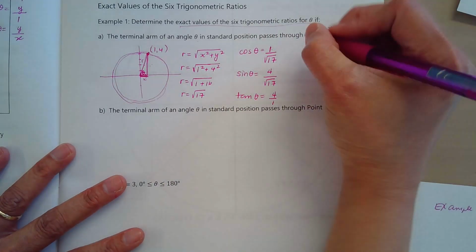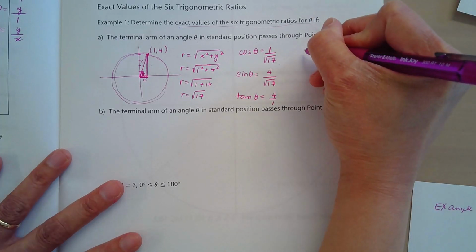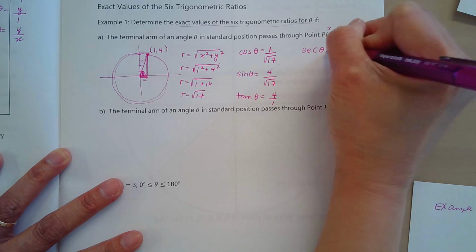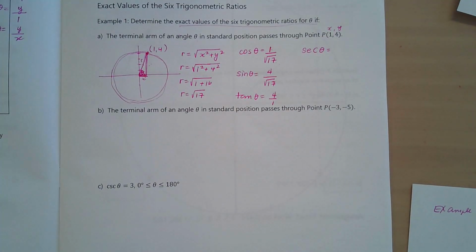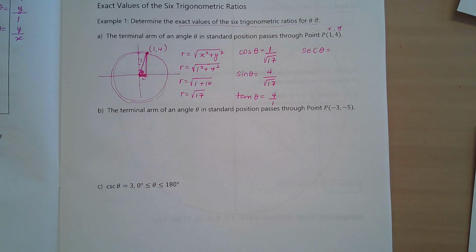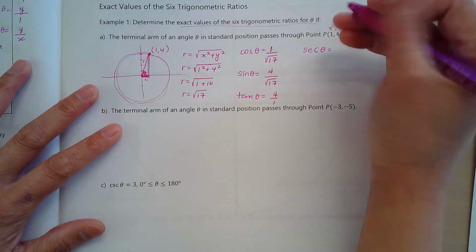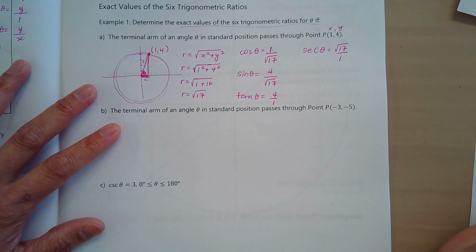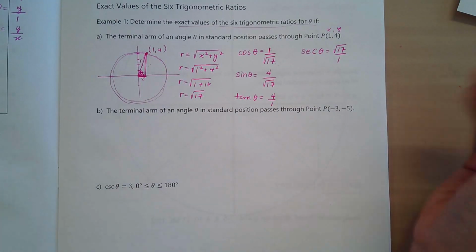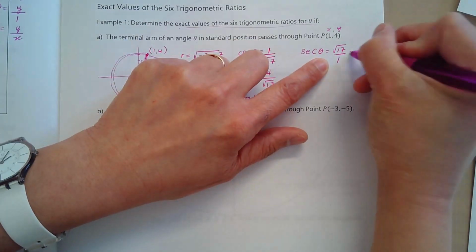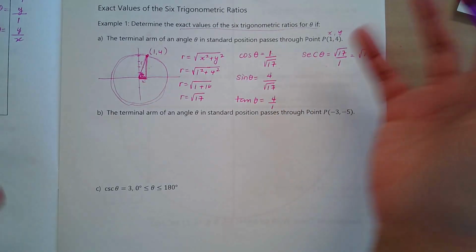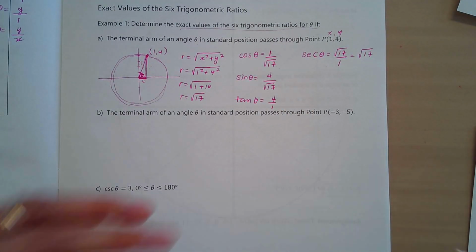Now, where are the other 3? Because we need all 6. Secant theta. What's secant theta again? Secant is the reciprocal of the cosine. So what would that be? Square root of 17 over 1. Yes, you can simplify this as the square root of 17. I like writing it this way because it shows whoever's reading this later what happened to the 1.